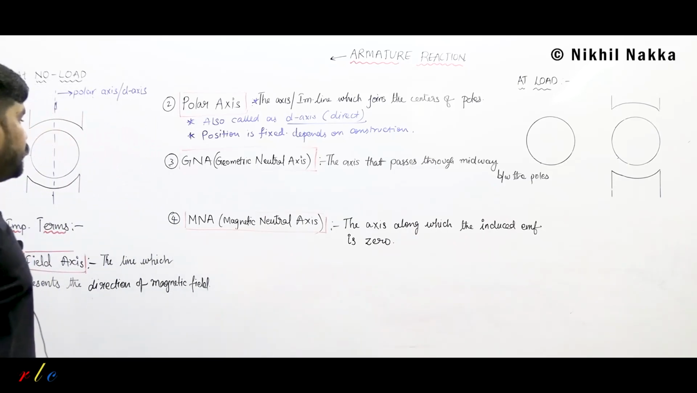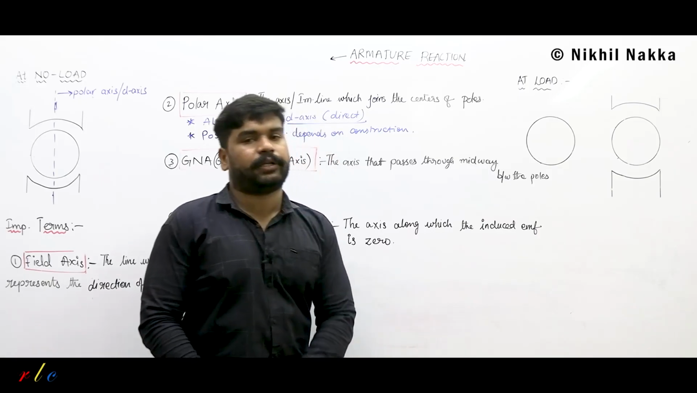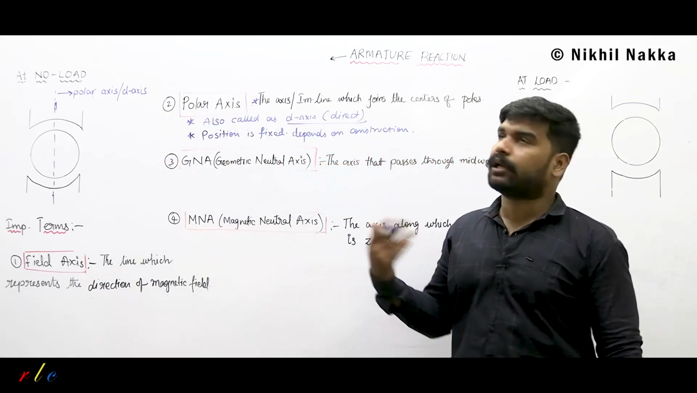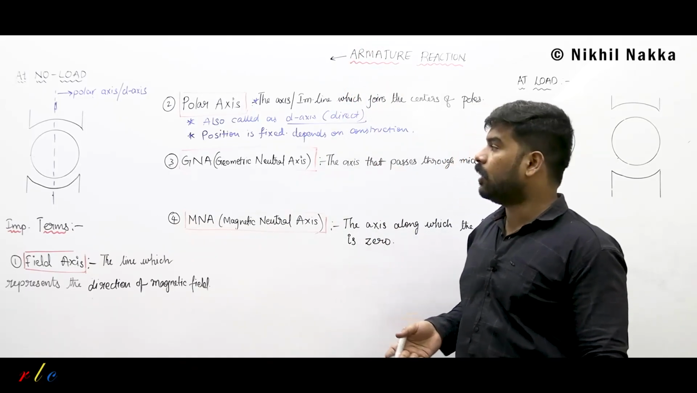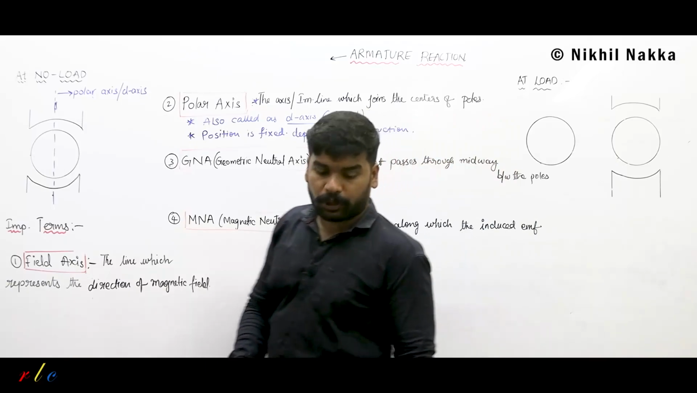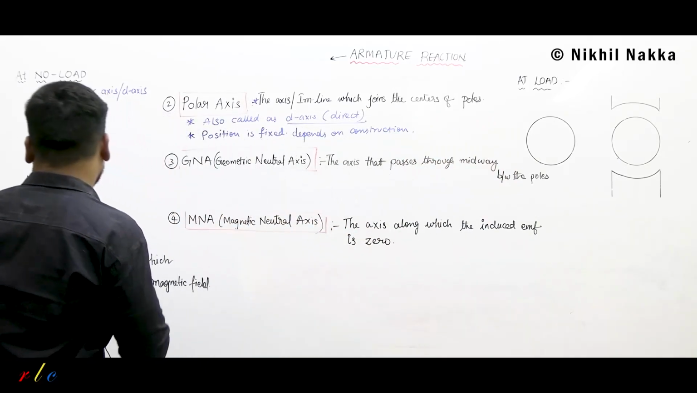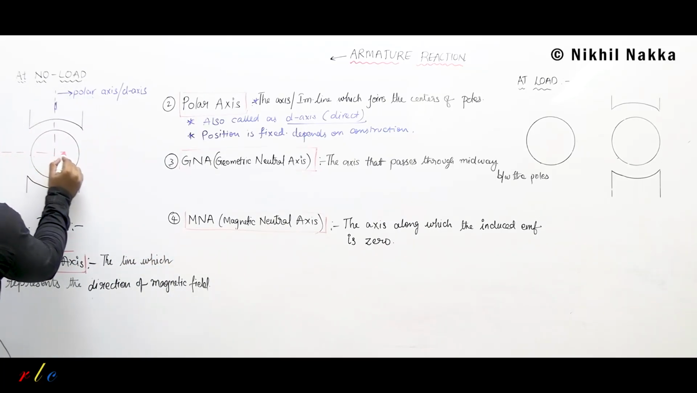Next, GNA, geometric neutral axis. Basically, I can tell the geometric neutral axis can be any axis which is perpendicular to the polar axis. If it is perpendicular to the polar axis and I am supposed to draw that line, how will it look like? GNA will look something like this, isn't it?